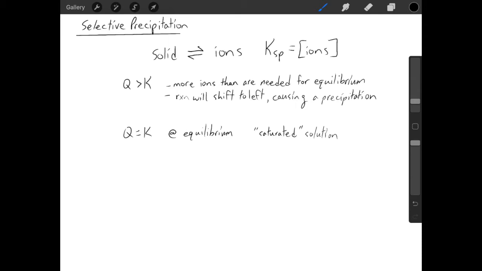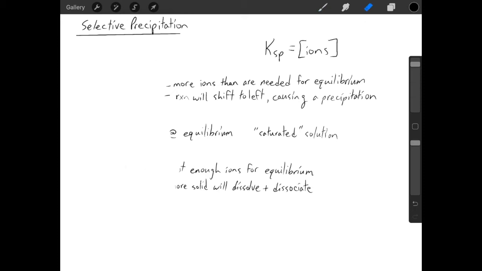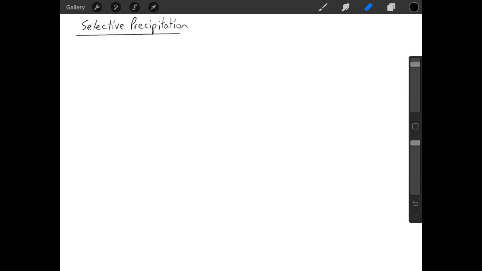The final condition is when Q is less than K. And when Q is less than K, there are not enough ions to reach equilibrium, so some more solid is going to have to dissolve and dissociate. And we can apply this concept really simply to answer straightforward questions like, if we mix these two solutions, will something precipitate?